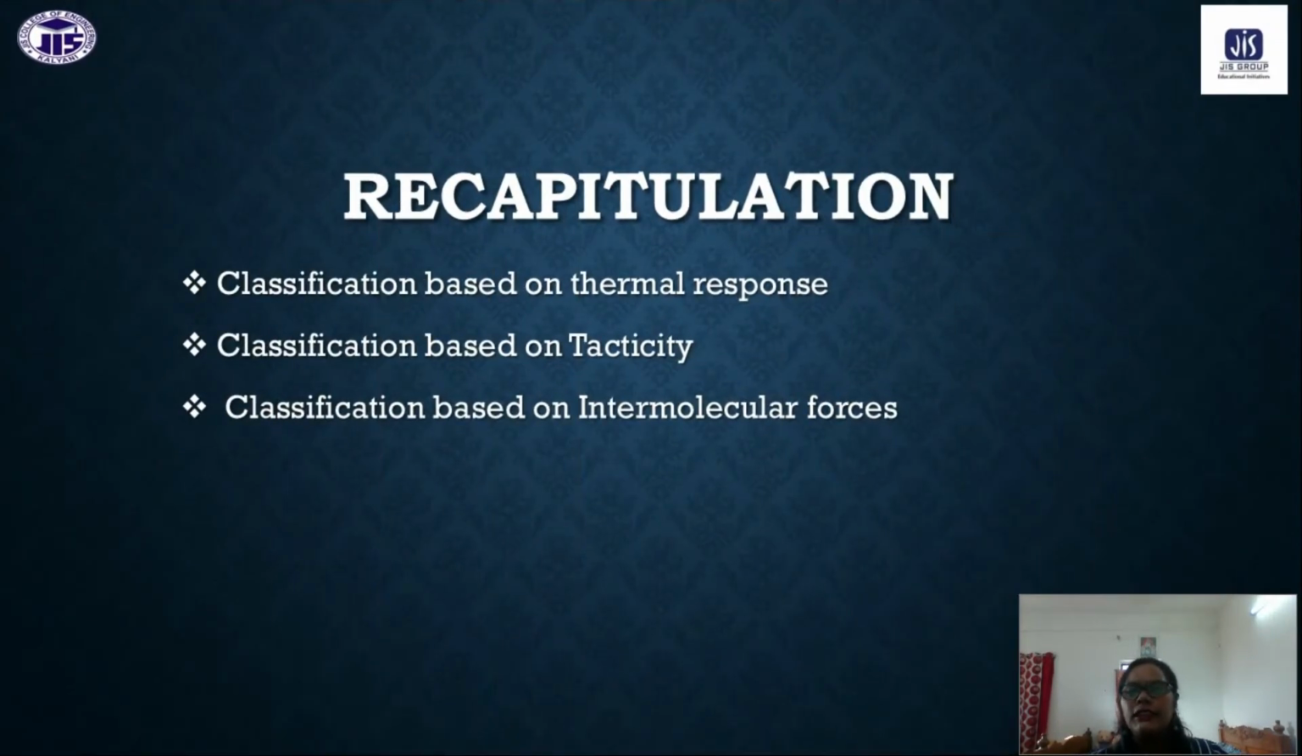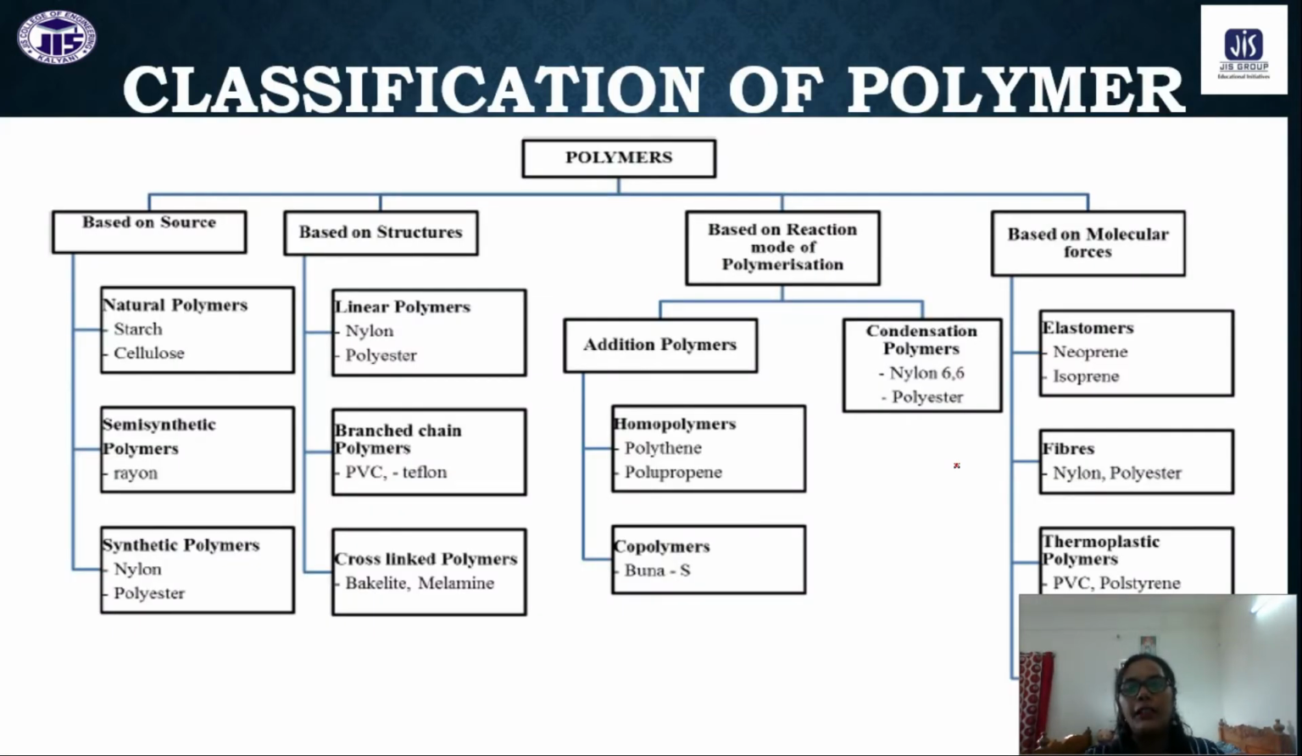Okay, so this is just a recapitulation at a glance of whatever we discussed in our previous class. We have discussed the classification. We classified the polymer based on the thermal response. We classified based on tacticity, and also we classified the polymer based on the intermolecular forces. So these are the three classifications that we discussed in our previous class. As this is a continuation, I am just repeating all the topics. It's just a rapid recapitulation.